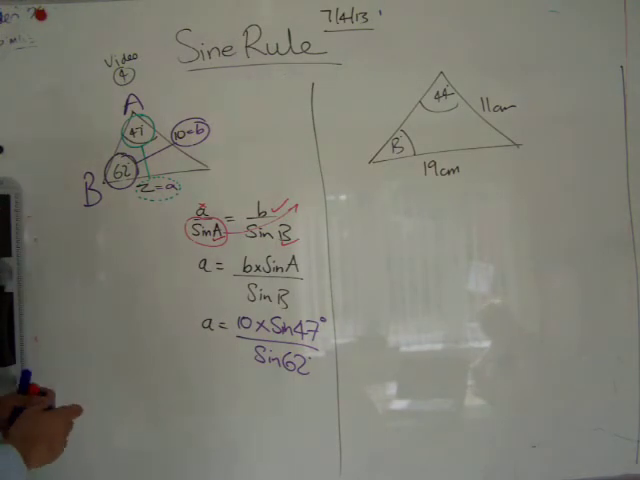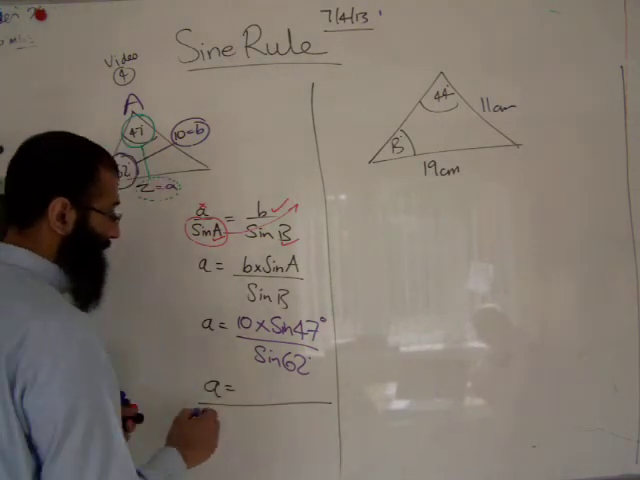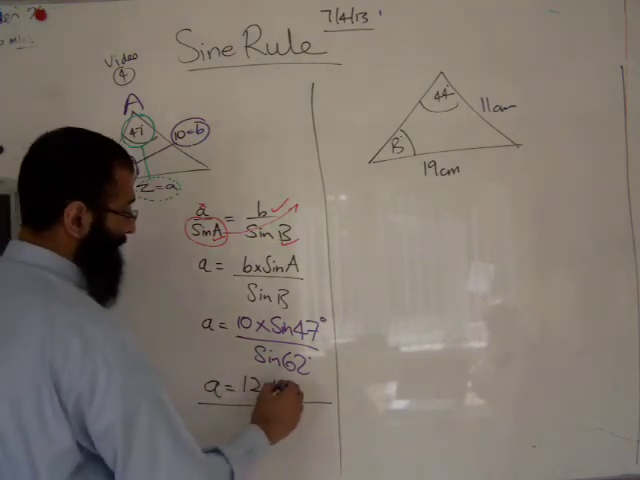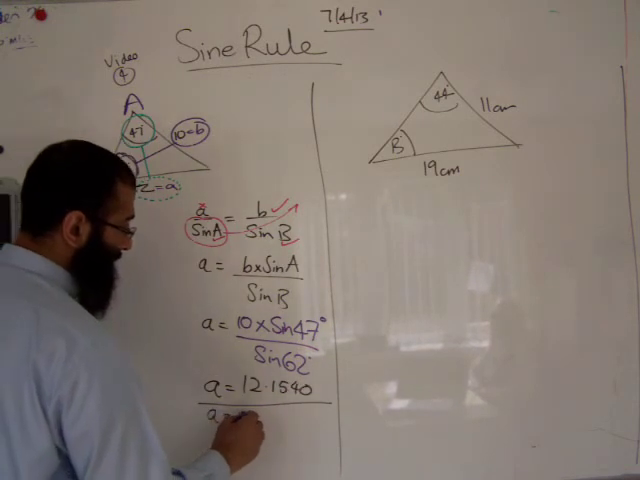Okay, right. Time to put that into your calculator, please, for me. Tell me what you get. 12.1540. Or we can say a is equal to 12.